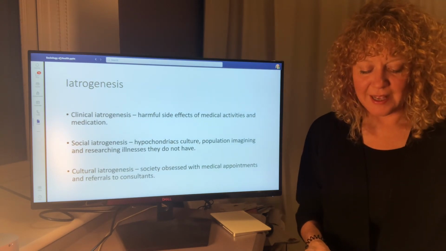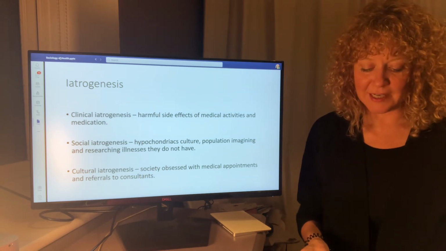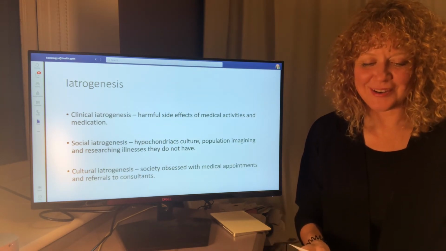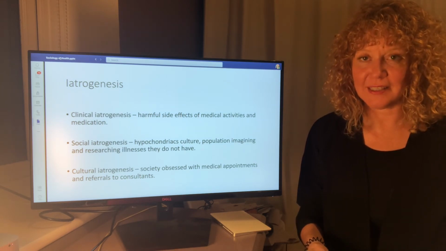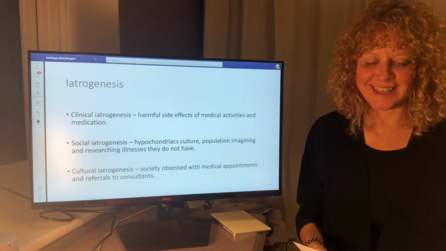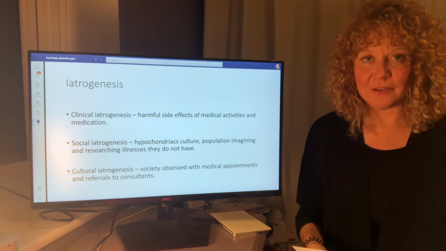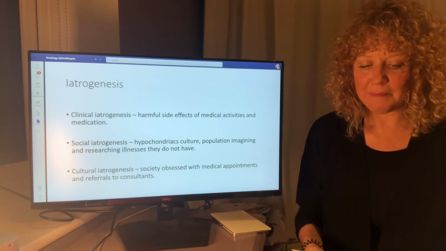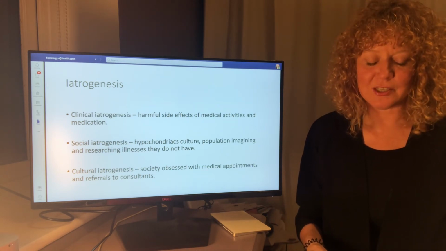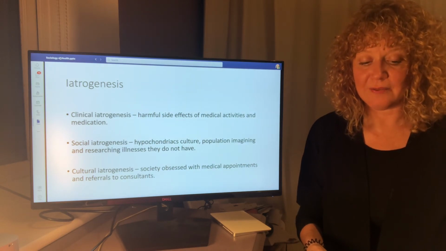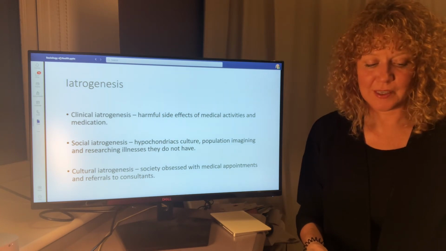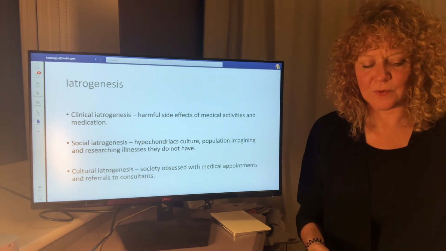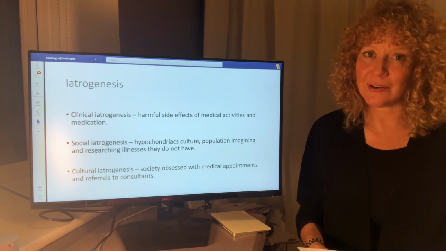There are several different forms of iatrogenesis: clinical iatrogenesis, harmful side effects of medical activities and medication; social iatrogenesis, a hypochondriac culture, people imagining and researching illnesses they do not have; cultural iatrogenesis, society obsessed with medical appointments and referrals to consultants. We are living in an age of medicalization and a culture of a pill for every ill. Pharmaceutical companies make billions from prescription drugs. These companies control public health and public policy, ensuring we live in a culture where the first treatment point is medical. Illich believed that modern medical practice encouraged people to seek interventions, to take drugs they did not need, treating side effects with other drugs that could also cause harm and they possibly did not need.